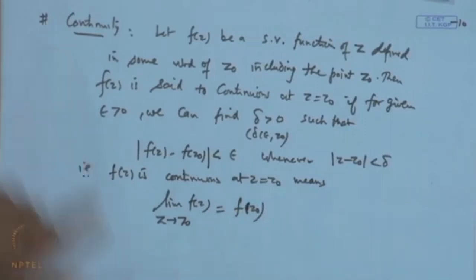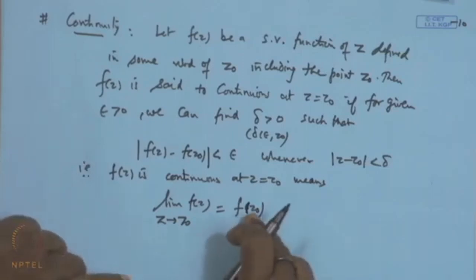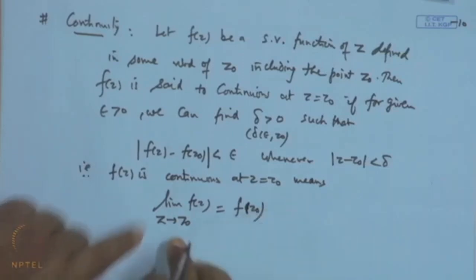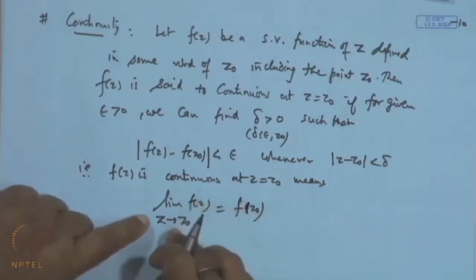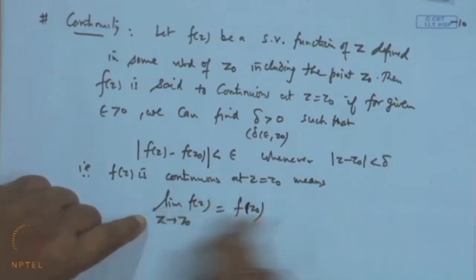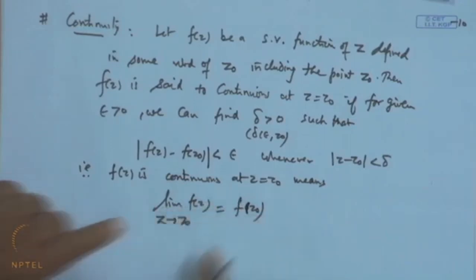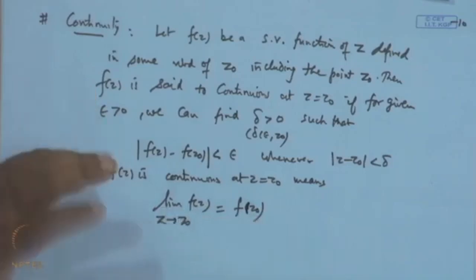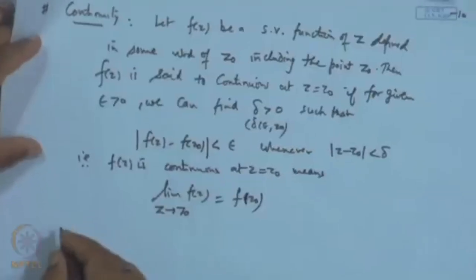So, in the case of continuity, three points are very important. First, the function must be defined at the point z naught. Second, the limit of the function f(z) must exist, and third, both should be identical. Now, if any one of the conditions fails, the function will not be continuous at the point z naught. So, what are the possibilities for the continuity?